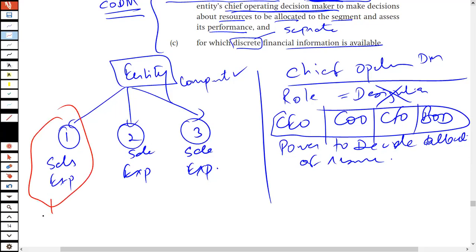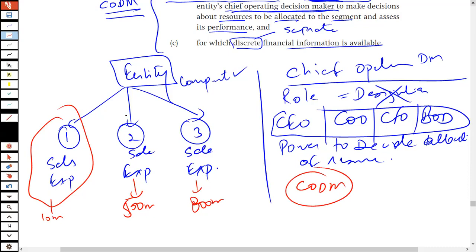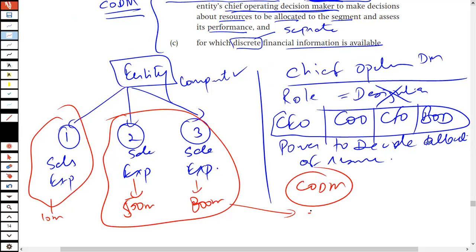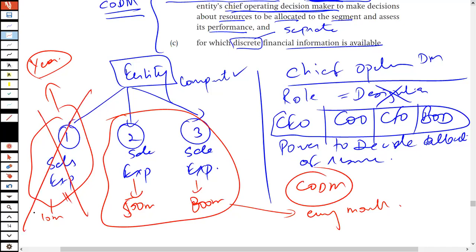this segment makes a sale of 10 million a year. This segment makes a sale of 500 million in a year. This segment makes a sale of 800 million in a year. Now, I, being the chief operating decision maker of the entity, only review the result of these two branches every month. With respect to this branch, I only view the results once in a year. So just because I don't review the result of this branch on a regular basis, this is not going to be an operating segment.